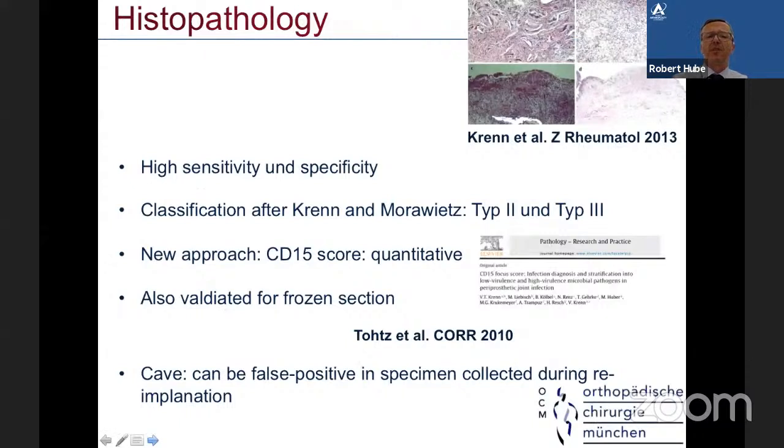What about the histopathology? High sensitivity and specificity. In Germany, we use a classification after Krenn and Morawietz. The Americans don't know what we're talking about, but you can use it, and we think it's useful. We do a quantitative one, and the frozen section by Tohtz in 2010 is extremely good for sensitivity and specificity. But to be honest, if I send a frozen section to a pathologist, it takes 2 or 3 hours to get the result back.